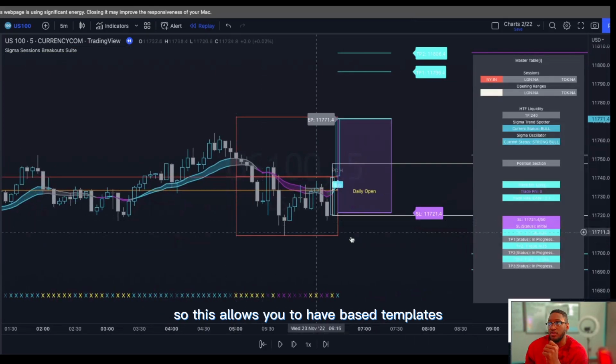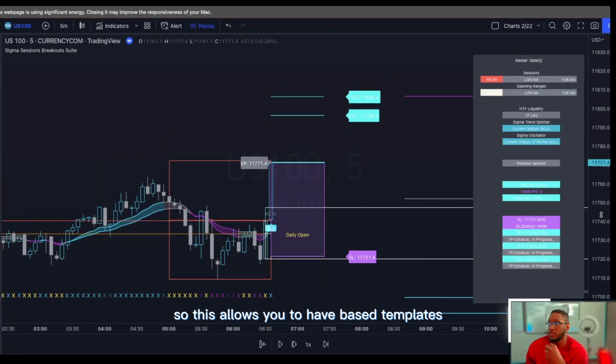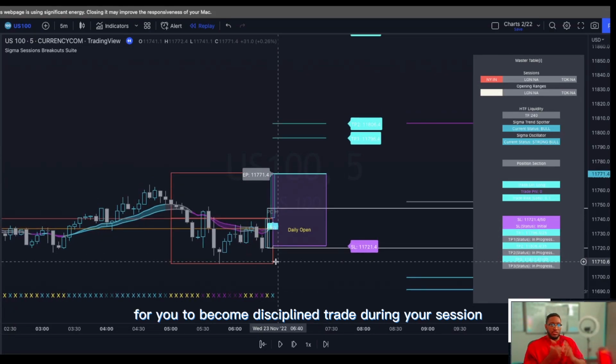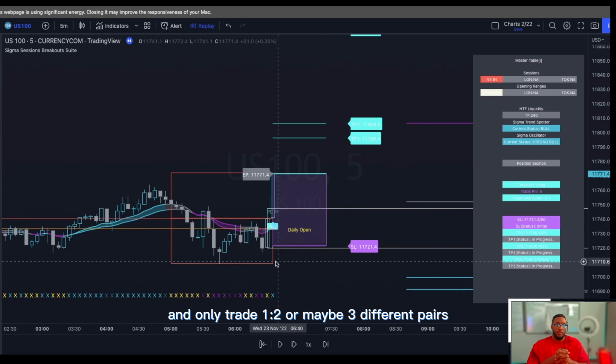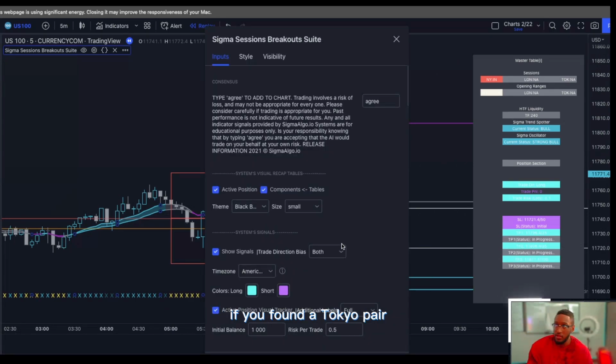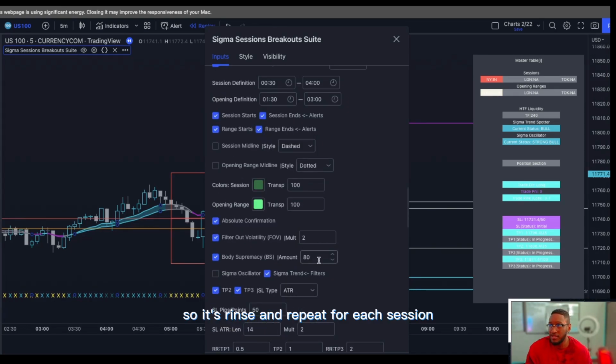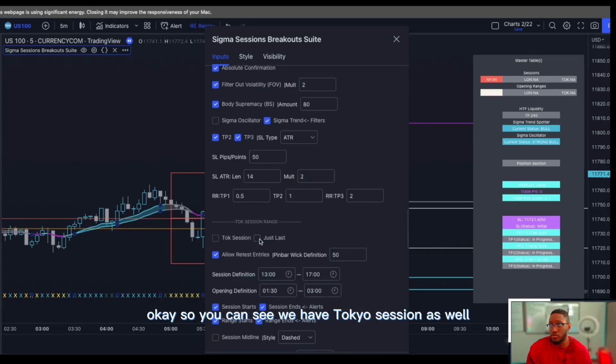So this allows you to have baked templates, and this strategy is meant for you to become disciplined, trade during your session, and only trade 1 to 2 or maybe 3 different pairs, because you have one for New York session, you got one for London, and you also have Tokyo built in here as well, if you found a Tokyo pair you want to trade. So it's rinse and repeat for each session. Okay, so you can see we have Tokyo session as well.